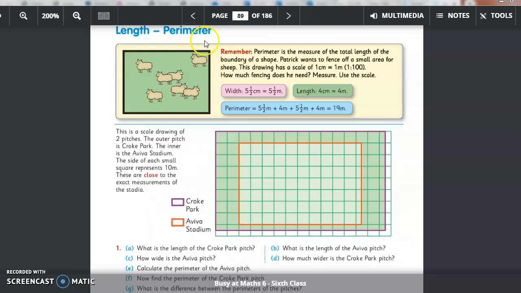Page 89. Perimeter is the measure of the total length of the boundary of a shape. If you imagine a big field, for example, and you walked all along the outside of that field, you would walk what's called a perimeter.